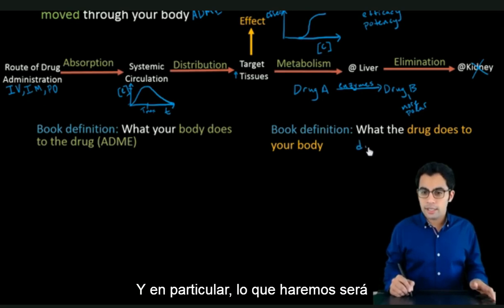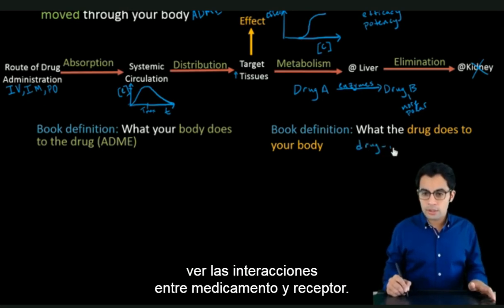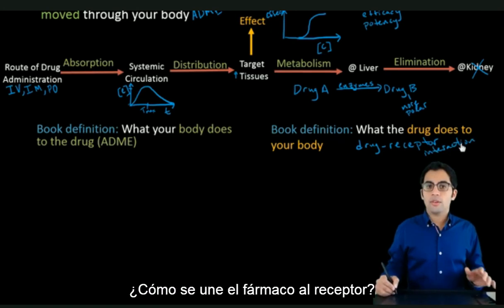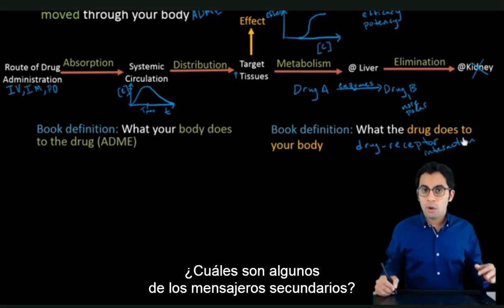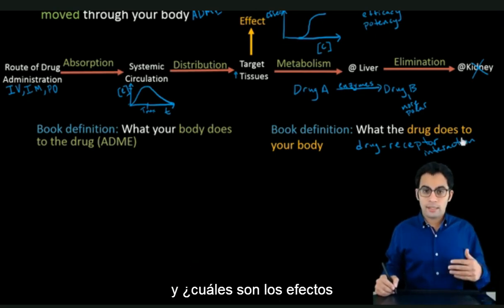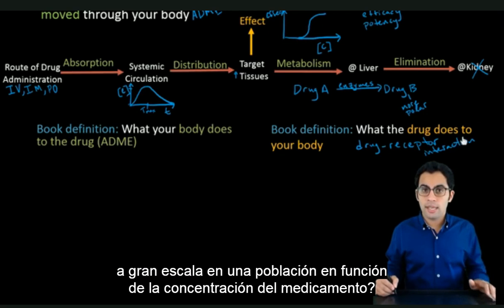And in particular here, what we're doing is we're looking at these drug-receptor interactions. So how does that drug bind to the receptor? What are some of those second messengers? What are the effects? And what are the effects on a population-wide scale as a function of the concentration of the drug?